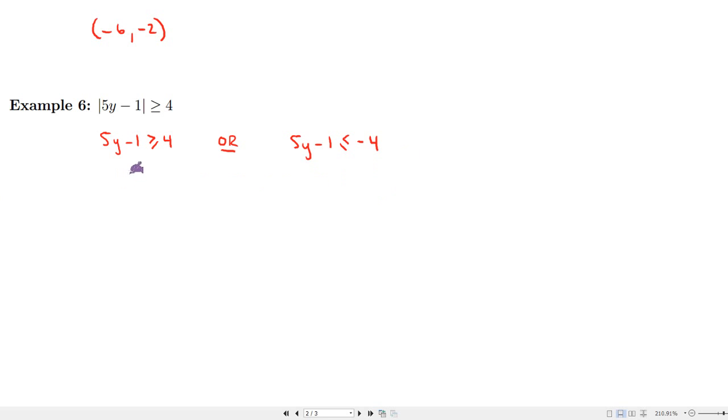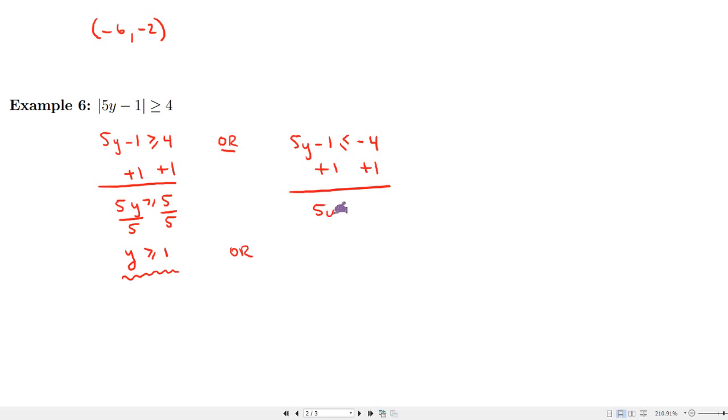So we'll add 1 to both sides, and then we'll have 5y greater than or equal to 5. We have to divide by 5. It's not negative, so we won't have to swap the inequalities, so y is greater than or equal to 1. So that's one of them. Let's see what happens to the other one. We add 1. We'll have 5y is less than or equal to negative 3. We got to divide by 5. And then we will get our solution, negative 3 over 5.